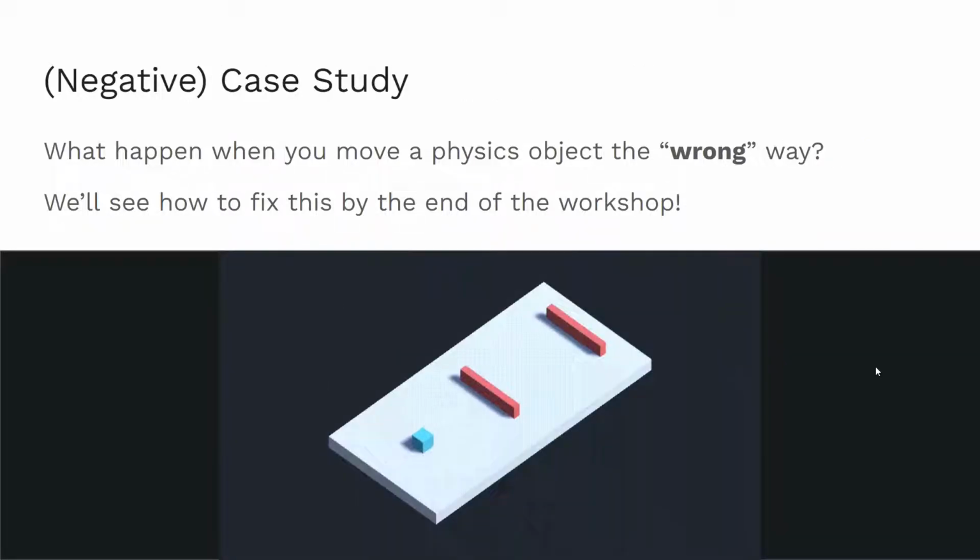So I'd like to start with this little case study of when you move a physics object the quote-unquote wrong way. In this scene, we have two red objects here, and they are supposed to be the walls, the static objects that cannot be moved and cannot be passed through. And this blue cube here will represent the player, or a dynamic physics object that cannot pass through any walls. But we're moving it the wrong way here. As you can see, the physics object just passed right through the wall. So by the end of the workshop, we're going to see how we can fix this case study.